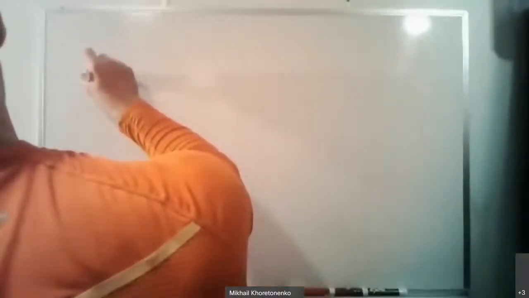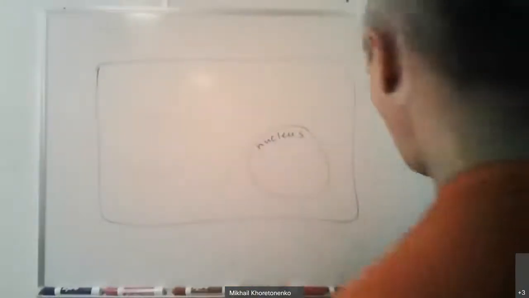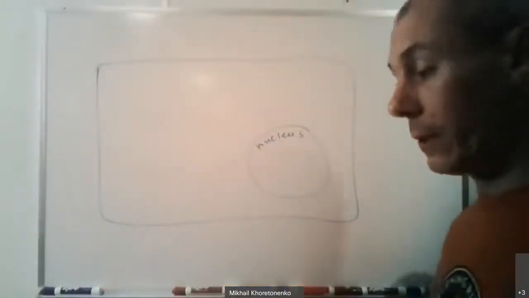So let's review the typical infection of the animal virus. I'm not going to title it in any particular way. I'm going to, though, make a not too gigantic eukaryotic cell with a nucleus, and let's do it.